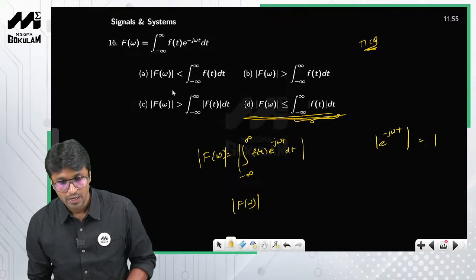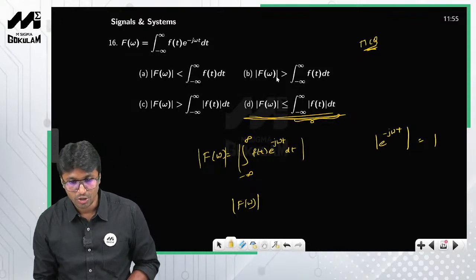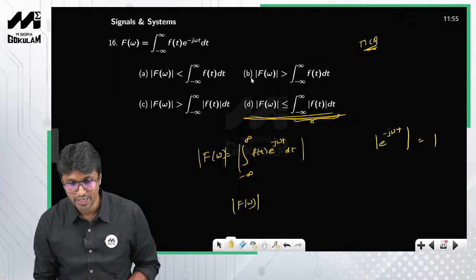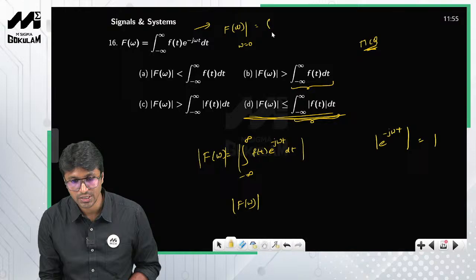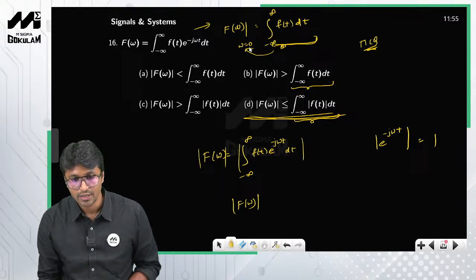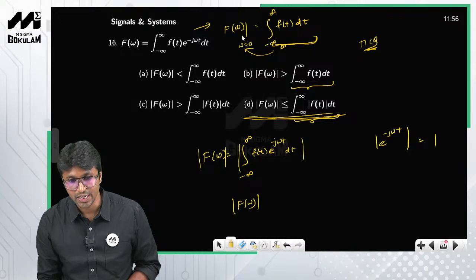Now if you look at the other options, look at option B. What is this value actually? If you substitute omega equal to 0, what do you get? F of omega at omega equal to 0 is equal to the integral from minus infinity to plus infinity of f of t dt. Therefore this is nothing but the area under the signal. If you want to find the area under the signal, you just have to look at the signal in the other domain at omega equal to 0.